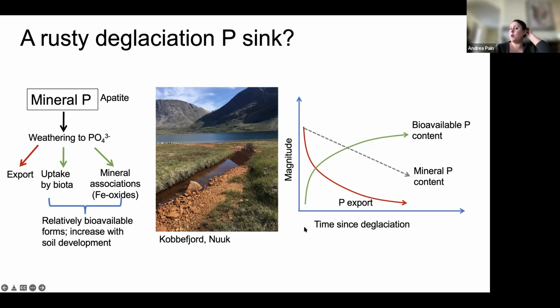So one hypothesis that we wanted to test was, do we see differences in the amount of phosphorus stored in these different forms in a glacial versus a post-glacial or deglaciated landscape? So what we might expect is that over time, as this mineral phosphorus is weathered out, we would expect to see decreases in the amount of mineral phosphorus in sediments and soils. As these storage mechanisms evolve over time, we would expect the amount of phosphorus export to decrease, but the amount of bioavailable phosphorus stored in the landscape to increase.